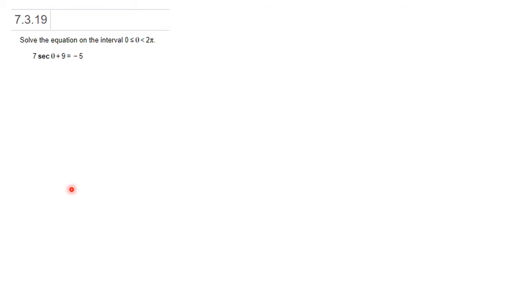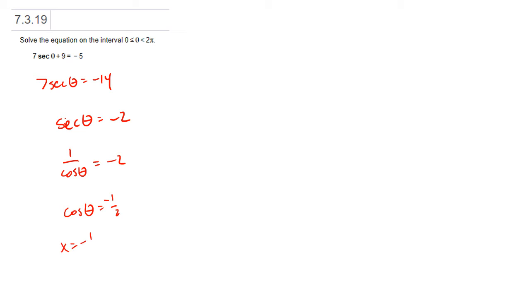So the next problem, we are supposed to solve this equation here, and we're going to proceed pretty similarly. By subtracting 9 from both sides, we get 7 times the secant of theta is equal to -14. Division by 7 gives me that the secant of theta is equal to -2. Now, this is 1 over the cosine of theta is equal to -2, and therefore the cosine of theta is equal to -1/2.